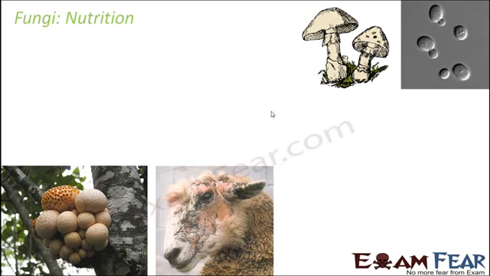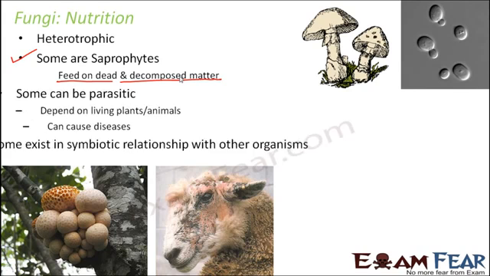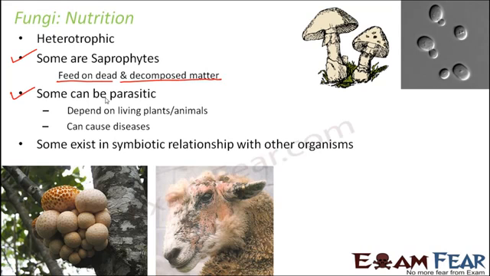Now we will talk about the nutrition. As I said, they have heterotrophic nutrition. They depend on others for their food. Some of them are saprophytes, that is, they feed on dead and decomposed matter. The examples which I mentioned before, the mold on the orange, the fungi which develops on the bread, mushrooms, are all saprophytes. They have a saprophytic mode of nutrition. However, some of them can be parasitic as well. They might depend on other living plants or animals and can even cause disease in them.